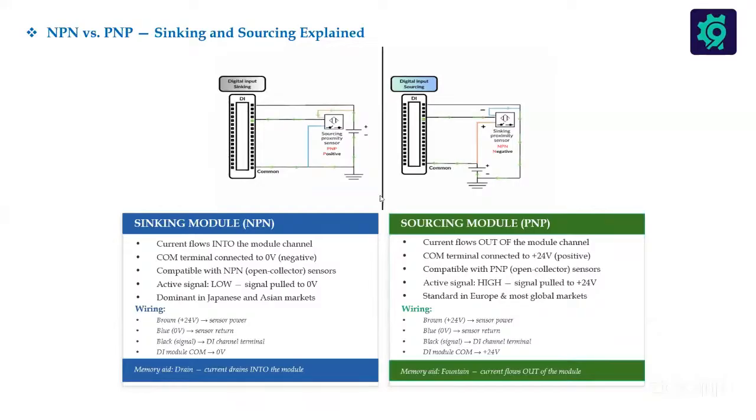So this is where the confusion used to come in. Apart from the fact that your module can be of sinking type, the devices that you have too can be of that type. If you look at the left hand side where we have the digital input sinking, we see that your module at that point is a sinking module. However, the sensor is sourcing.